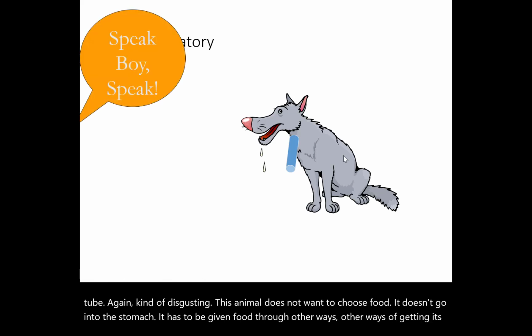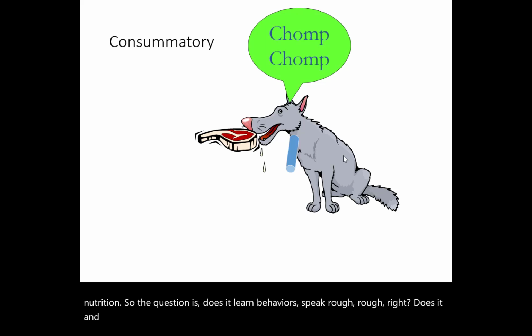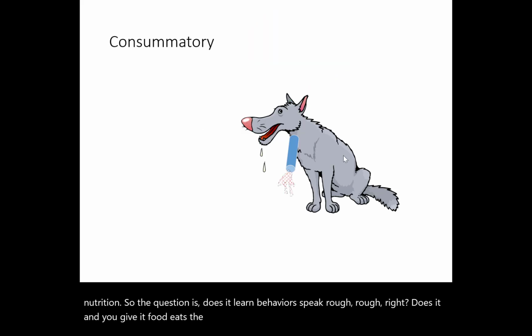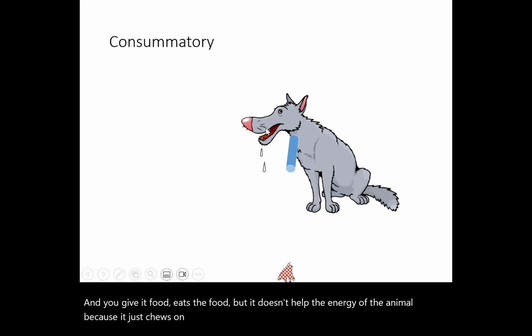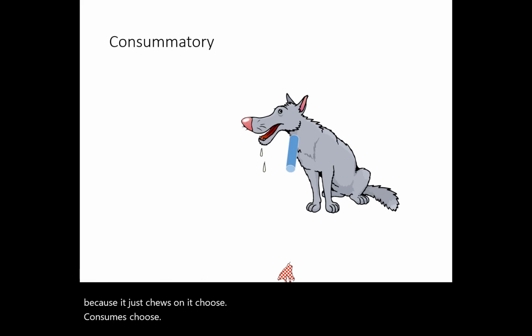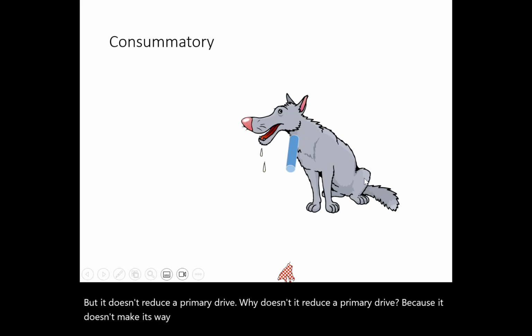So the question is, does it learn behavior? Speak. Ruff, ruff, right? Does it? And you give it food. It eats the food, but it doesn't help the energy of the animal because it just chews on it. Chews, consumes, chews, but it doesn't reduce a primary drive. Why doesn't it reduce a primary drive? Because the food doesn't make its way to the digestive system.